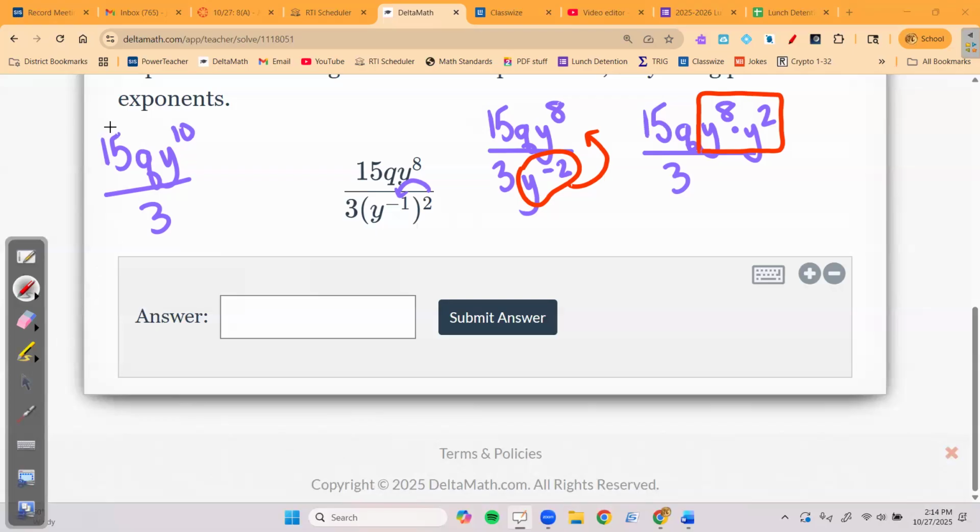The Q and the Y have nowhere to go, but we can reduce 15 thirds. What is 15 thirds? It's just 5. And so the answer is going to wind up being a 5 and a Q and a Y to the 10th like that. So when I go to type this in, I'm going to type in 5Q.